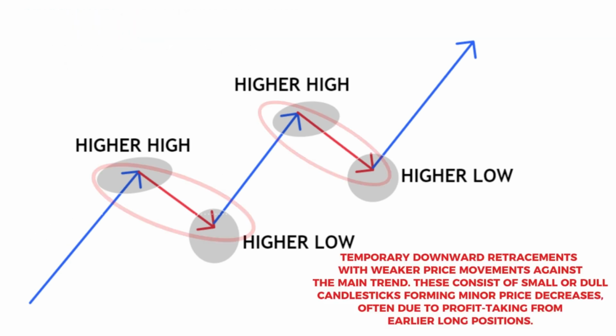Corrective moves. Temporary downward retrace. Weaker price movements against the main trend. Consist of small or dull candlesticks forming minor price drops. Often occur due to profit taking from earlier long positions.